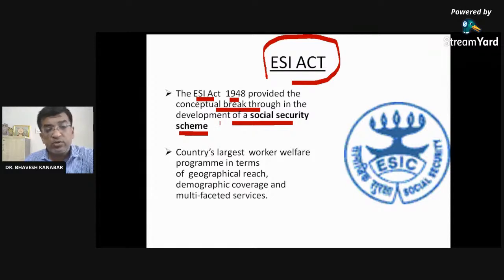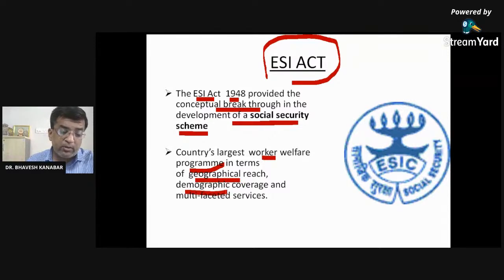Factory Act is a legislative act, right? And this ESI scheme is a scheme, right? It is a social security scheme. Social security means it provides some social as well as medical and economic benefit, right? So it is the country's largest worker health and welfare program. In terms of geographical reach, it has more reach. It reaches all throughout the country. Demographic coverage, it has more coverage, right? More people are covered.